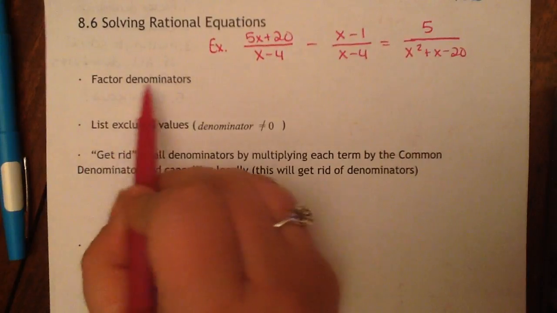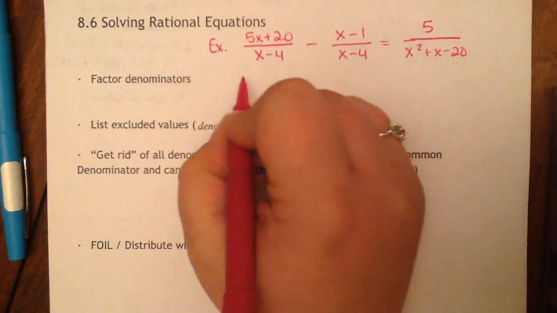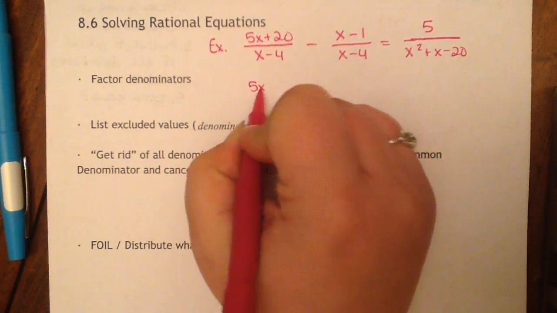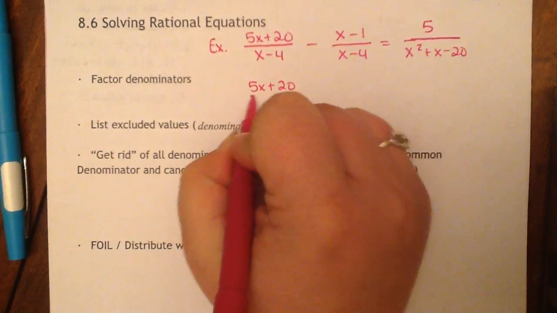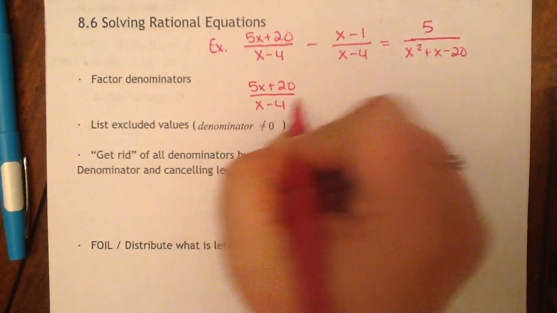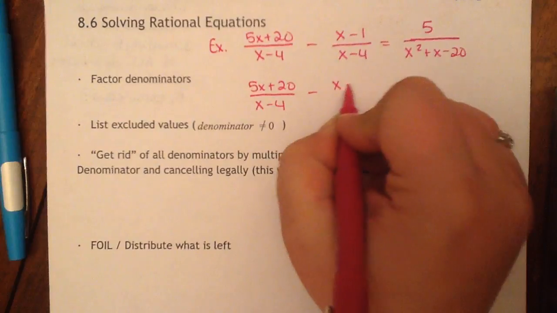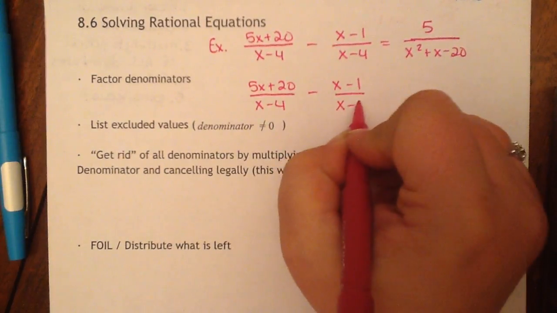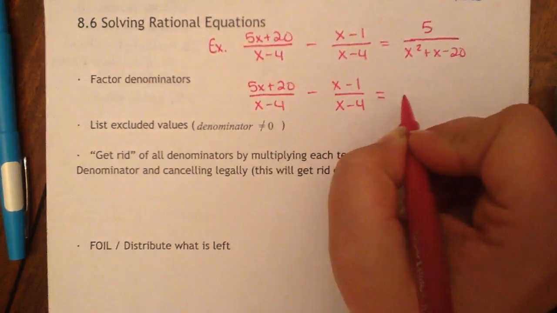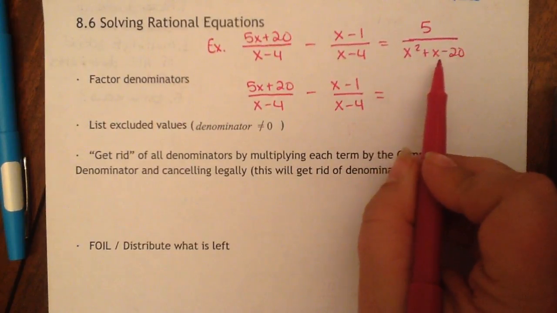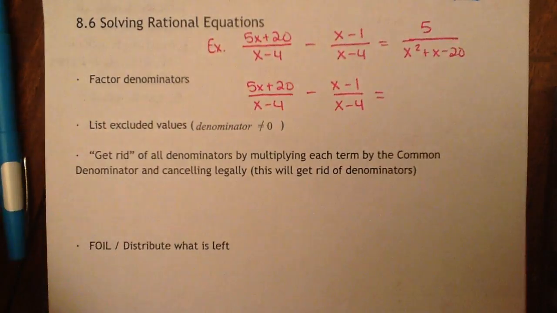So the first step is that we need to factor the denominators. It looks like my first denominator is x minus 4, that doesn't factor. And my next denominator is also x minus 4, which doesn't factor, so bring those down. Now my last denominator is x squared plus x minus 20.